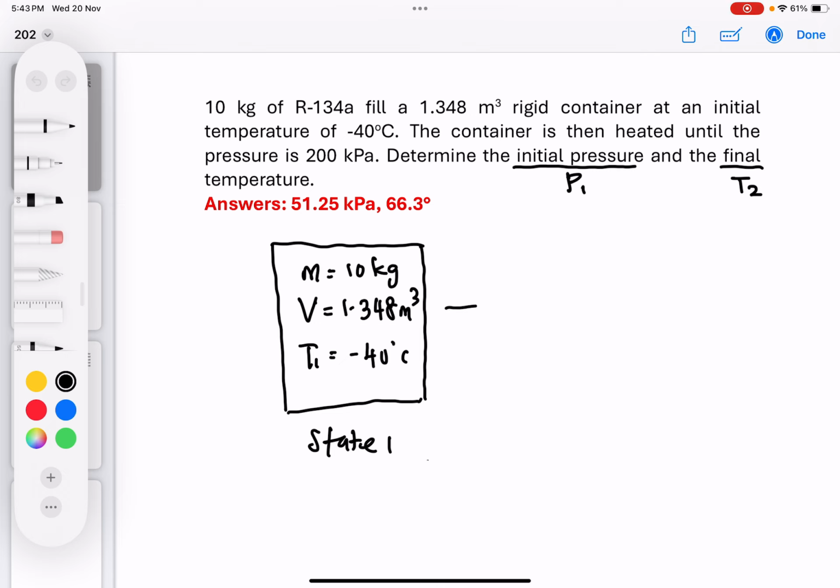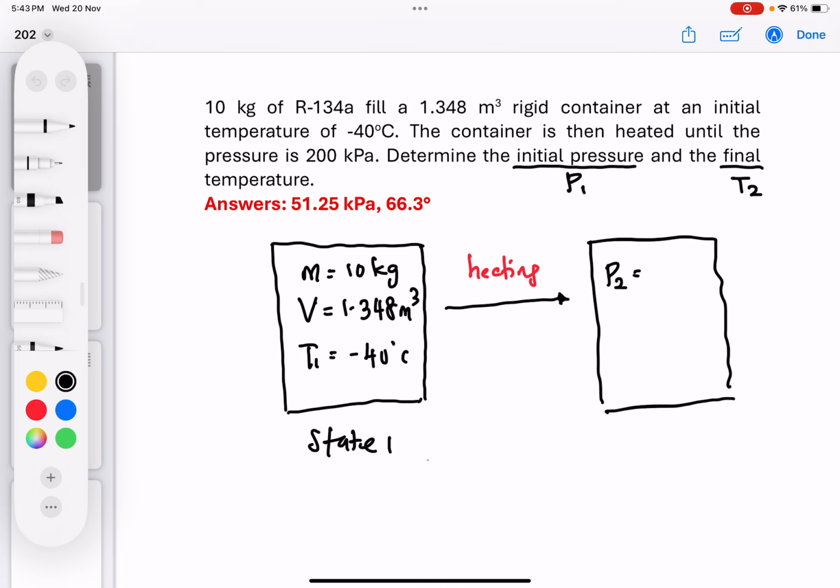And then it goes through a heating process until it reaches state number 2, or the final state, given that the pressure in the final state is 200 kilopascal.